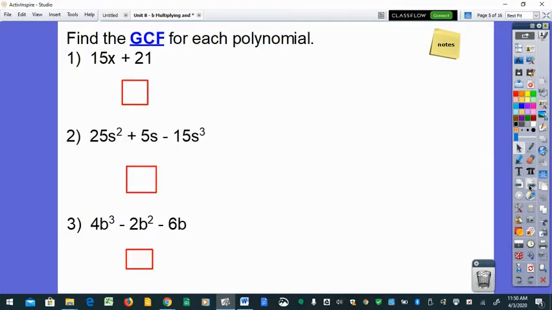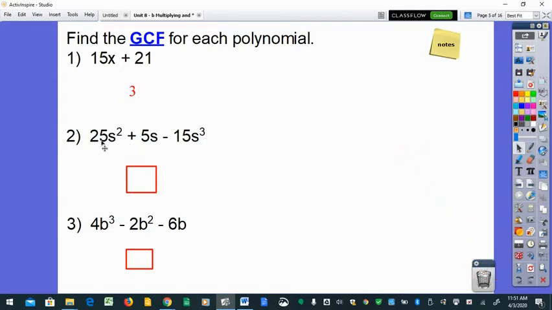So let's just look at these and find the GCF to start. So what I would do is I'd look at 15 and 21. The biggest number that divides into both of those would be 3. And since this guy doesn't have an x, we won't have a variable in the GCF. The GCF will only be the 3.